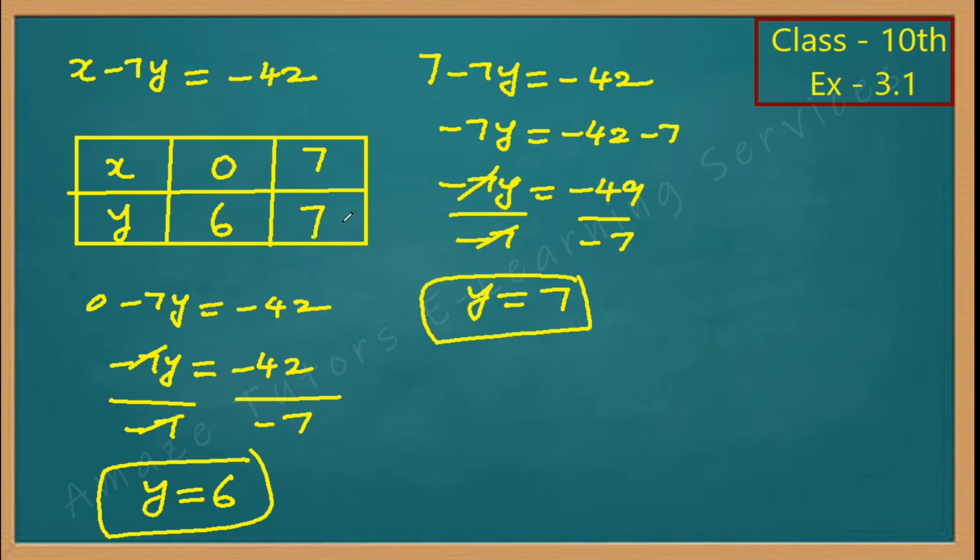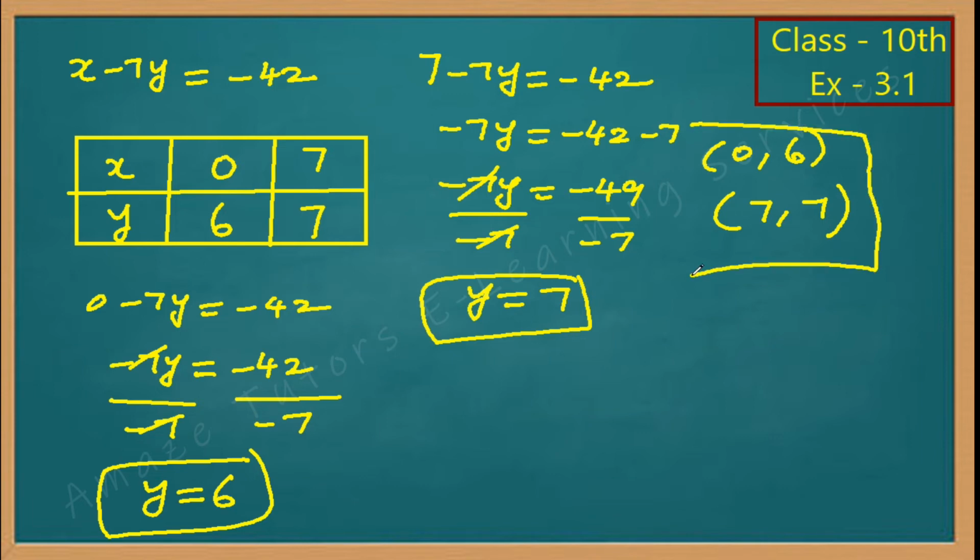Fill it here. Now we got the two coordinates already. What are the coordinates? 0, comma 6. x coordinate first and then the y coordinate. And another point 7, comma 7. So we are going to make use of that to represent graphically. Let us continue in the next board.